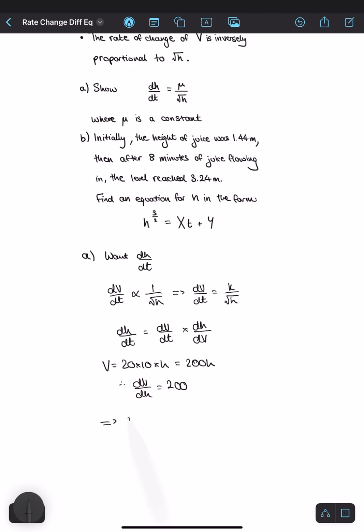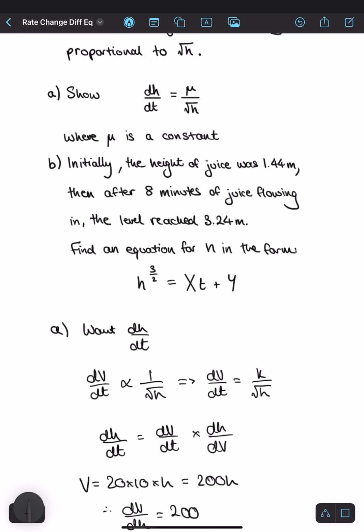So this leads to dh by dt equals dv by dt. Well, dv by dt is k over root h multiplied by dh by dv. So all we have to do is the reciprocal of this. So that's 1 over 200. That's going to give me k over 200 root h. They told me that mu is a constant, so we could just say where mu equals k over 200. So that's how you do part A.